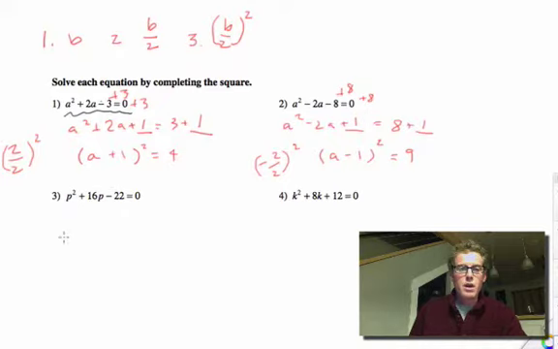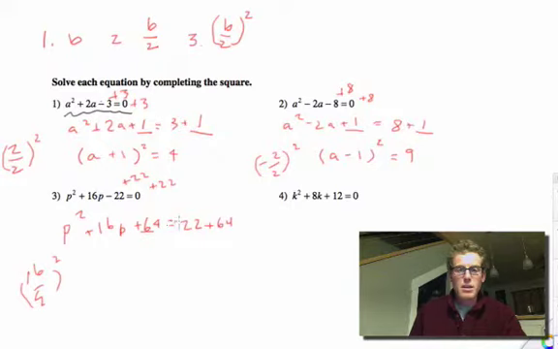Let's take a look at one more that may be a little bit more interesting. Let's just do number 3 here. So I'm going to do plus 22, and then p squared plus 16p plus something equals 22. And I'm going to take 16 divided by 2 and then square it. So 16 divided by 2 is 8, and 8 squared is 64. So this is going to be plus 64, plus 64.